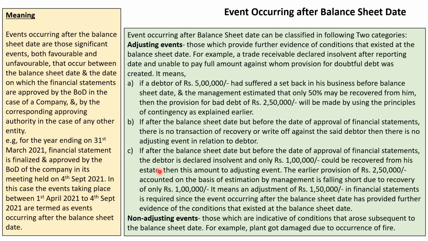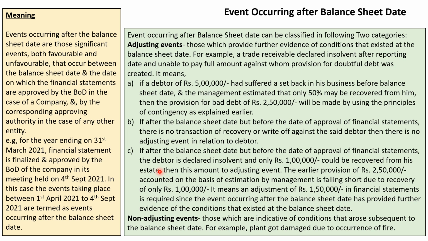But AS4 tells you that this particular insolvency as declared by the debtor is before the approval of financial statements by the board of directors. So you have created a provision for bad and doubtful debts of rupees 2,50,000 in the financial statements on the basis of estimation of contingency. That is a good thing, not a problem. But now one more thing has happened.